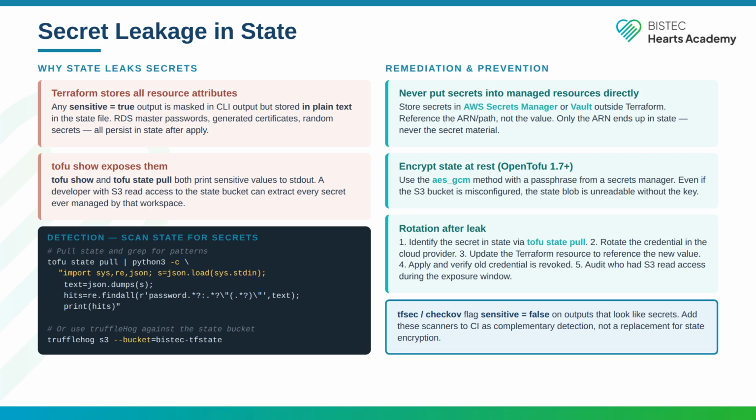Remediation follows 3 steps. First, stop the leak at the source. Never put credentials into Terraform managed resource attributes. Instead, use a secret manager like Vault and reference the ARN, or the secret ID, not the value itself. Second, encrypt state at rest using OpenTofu's native encryption, so that a compromised S3 bucket or bucket ACL misconfiguration does not expose credentials in plaintext. Third, rotate any credentials that may have been exposed before encryption was configured. Assume the state file was readable by anyone with S3 access during that window.